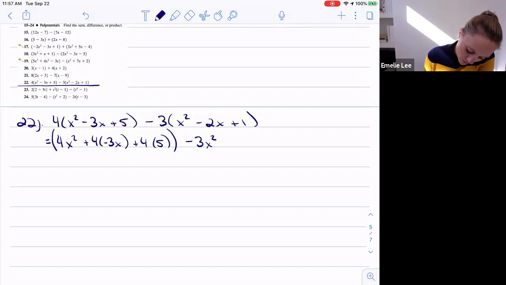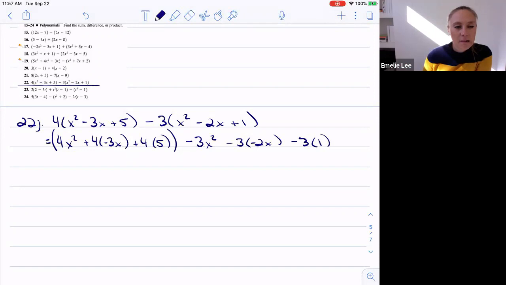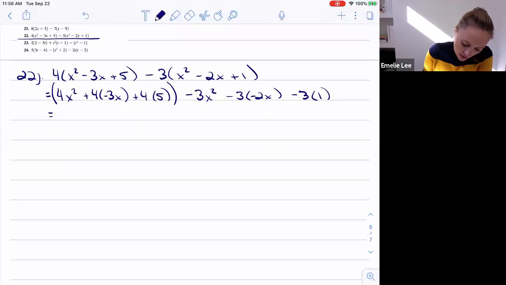But minus 3x squared, minus 3 times negative 2x, minus 3 times 1. There are fancier ways to do it. In fact, hopefully you're comfortable enough to just not work with the brackets so much, especially when it's easy math like this, right? Negative 3 times negative 2, 6.